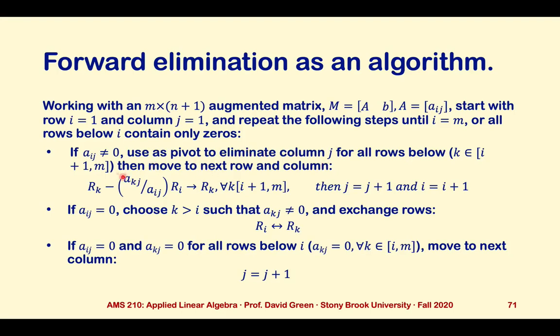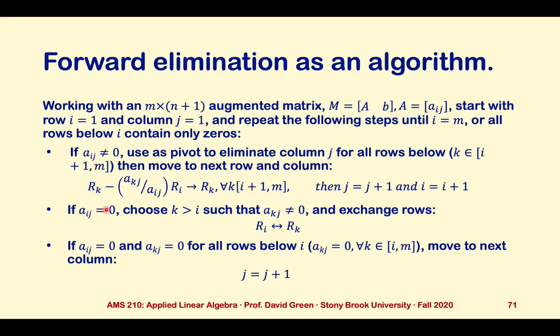How do we write that? We write our replacement rule: r_k minus the ratio of the coefficient on row k and the coefficient of the pivot, multiplied by row i, replacing row k, for all of the rows below. After doing that, we make j increase by 1 and i increase by 1. This is what we do if we have a pivot.